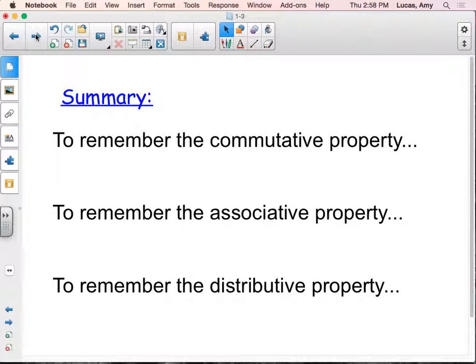Now, for your summary, you should have 3 complete sentences, one for each of the properties, commutative, associative, and distributive. And I want you to really think about what you can use to remember those properties and keep them straight. So try to figure out something that will click with you so that you can figure out which property is which.